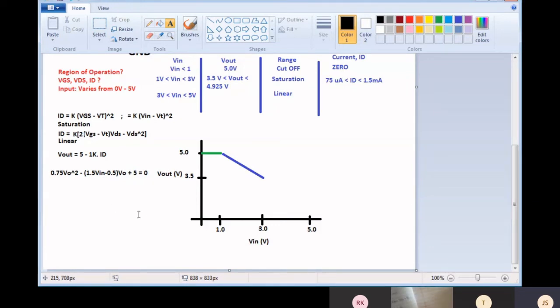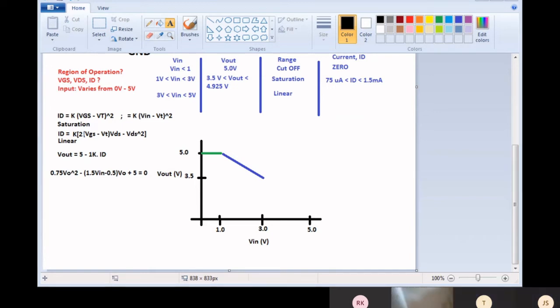See, let me tell you, do it this way. Put in the V in value. We already know the last range, right? V in is 3 volt. You need to know what the values are at 3 volt and 5 volt. See what values you are getting at these two from this V out. Instead of solving the entire thing, let's do a short way. If you can solve the entire equation using a calculator, fine. Otherwise, that would be a short way.